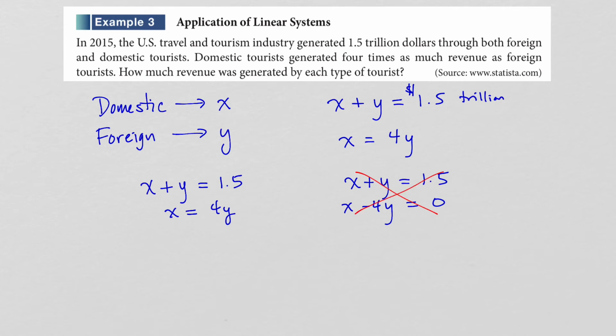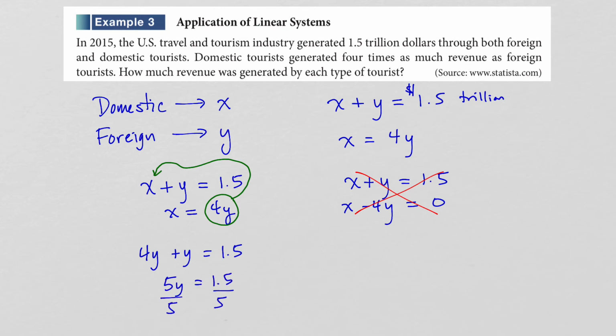It's actually much easier just to use substitution, because you'll notice that X is equal to 4Y. That means I can put 4Y in for X in the first equation. That gives us 4Y plus Y equals 1.5. And that means that 5Y equals 1.5. And if I divide both sides by 5, I get Y is equal to 0.3. If Y equals 0.3, X is equal to 4 times 0.3, which is 1.2.